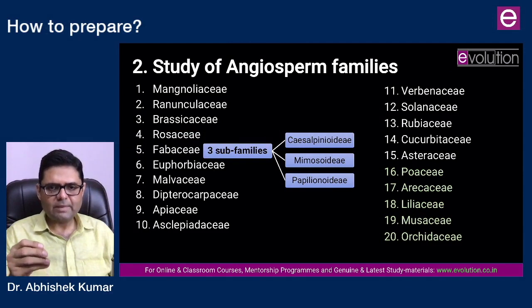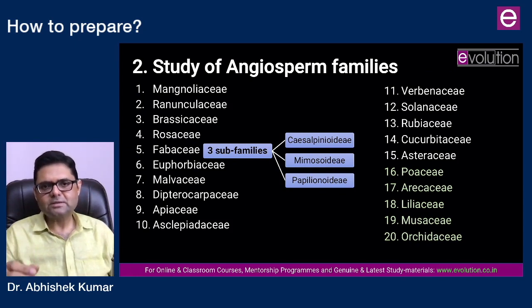You have to study Magnoliaceae, Ranunculaceae, Brassicaceae, Rosaceae, Fabaceae with the 3 subfamilies, Euphorbiaceae, Malvaceae, Dipterocarpaceae, Apiaceae, Asclepiadaceae, Verbenaceae, Solanaceae, Rubiaceae, Cucurbitaceae and Asteraceae. The 5 monocot families: Poaceae, then Ericaceae, Liliaceae, Musaceae, the banana family, and Orchidaceae, the orchid family. These are the families that you have to do.